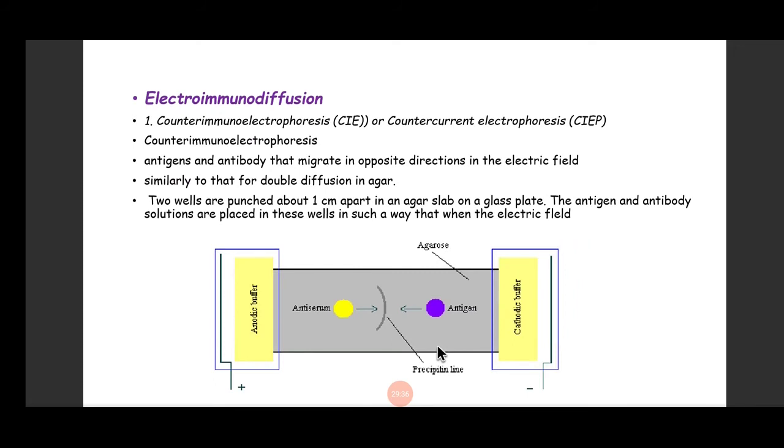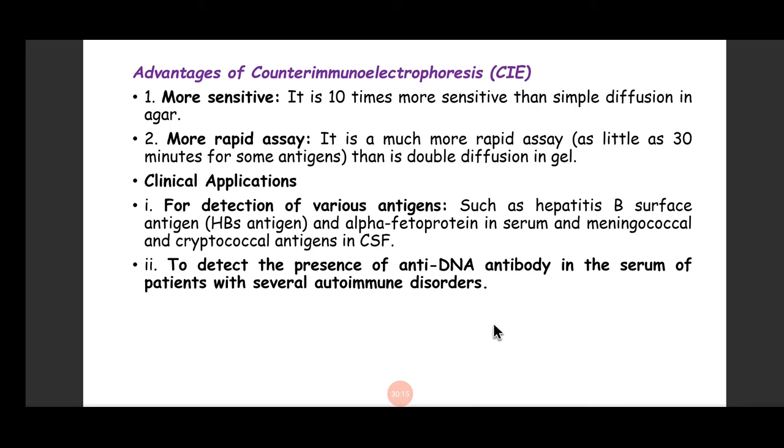Another thing is electroimmunodiffusion, in which antigen and antibody both move in opposite directions. The antibody will move towards the cathode, and antigen will move towards the anode. Otherwise, this is a simple double diffusion test, but the advantage is it takes a really short time. With the help of current, the antigen diffusion is faster, and in half an hour, you can get the result. This technique was extensively used in the past to detect different antigens, for example, cryptococcal antigen. It is very sensitive, very rapid. It was used for the detection of hepatitis B surface antigen, alpha fetoprotein, meningococcal antigen and cryptococcal antigen. But nowadays, this is not used.